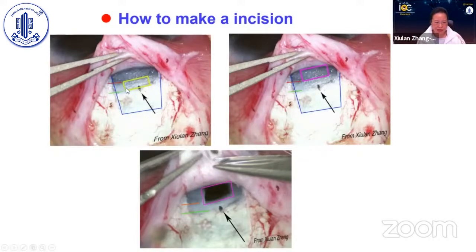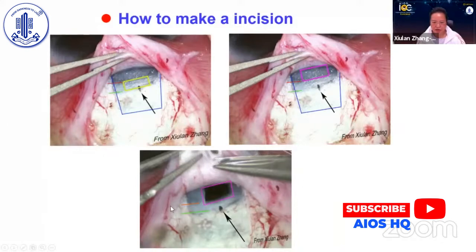Traditional trabeculotomy makes a corneal scleral block inside the yellow square. But we recommend you make the corneal scleral block inside the pink square, to reduce the complications. And this is our optimal incision. This is the trabeculotomy incision.